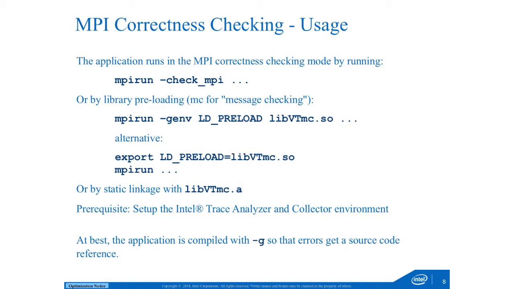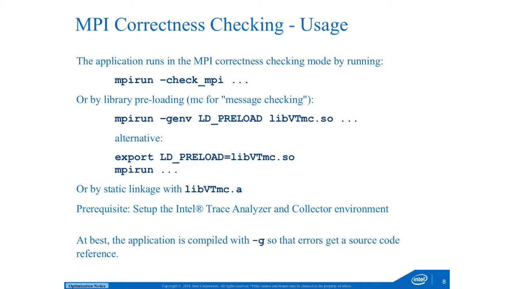This is how to use it. The -check_mpi option is, of course, only for Intel MPI. It's integrated into mpirun. But what check_mpi does under the hood is set the environment variable LD_PRELOAD equals libVTmc.so. You just preload this library, and by the profiling mechanism of MPI, it's preloaded as a wrapper to each MPI function and does the checking.